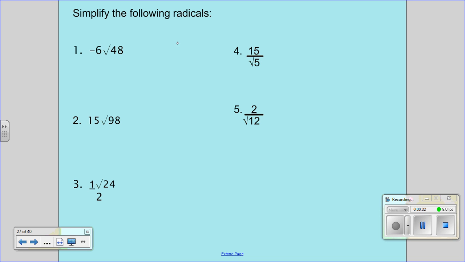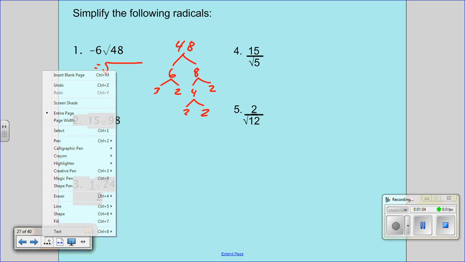So, again, we're going to take the 48 and factor it. First number that comes to mind would be 6 and 8. And then I know 6 can break into 3 and 2, and 8 into 4 and 2. And then the 4 can break into 2 and 2. So I put it back inside my square root sign. Sorry, I forgot to leave the 6 in front.